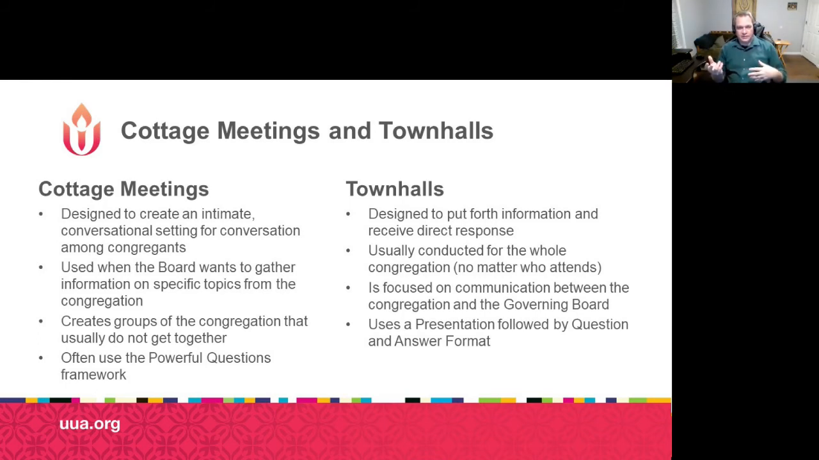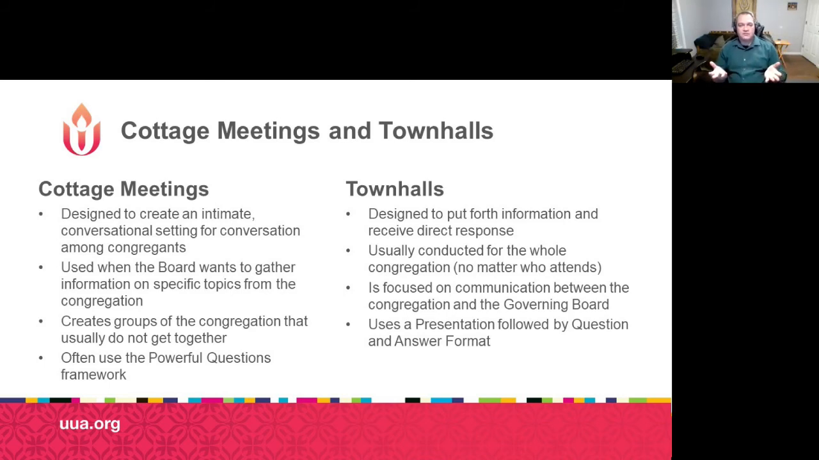And usually a good cottage meeting brings groups of people together who don't normally come together within the congregation. So it's not the religious education committee, or a cottage meeting of all the members of the choir, right? Good cottage meetings bring people together in groups that they may not normally form in, so you hear from a diverse, engaged group within the congregation.